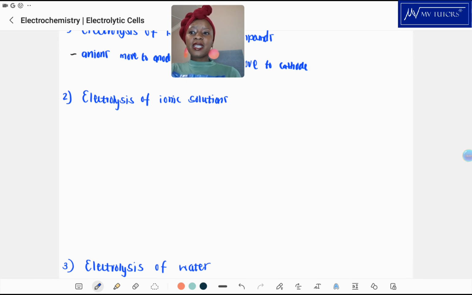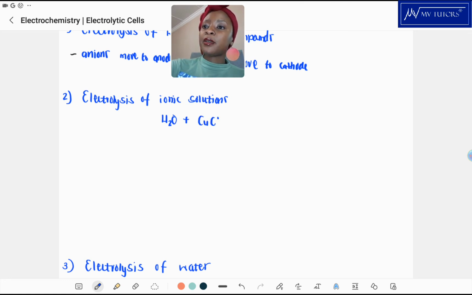Okay, so with the electrolysis of ionic solutions, basically you would have an ion in water. So you would have water, like I had explained, and you put, for example, let's just use copper chloride. If I were to put it in its ionic equation, I have H ions, and then I also have OH ions, and then I have copper.